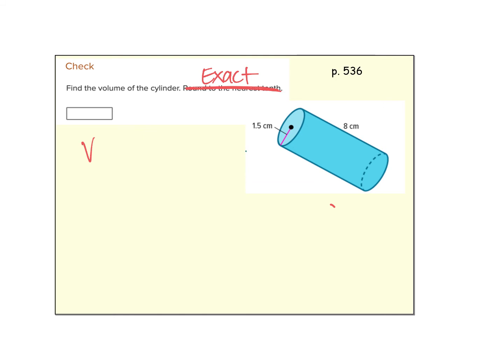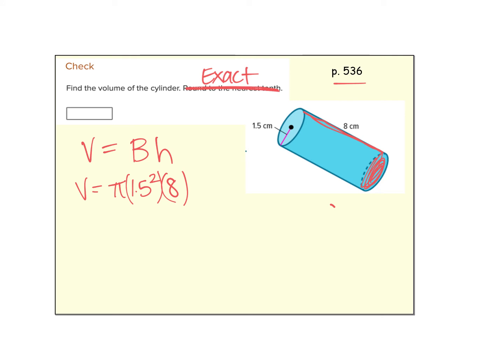All right, so my formula, this is on page 536, by the way, is the area of the base times the height. Well, I can see my height connects the two bases, so it's 8. I'm going to fill that in where the h is. The area of the base is pi times the radius squared, right, because the base is a circle. Well, it looks like my radius is 1.5, and I'll square that. Okay, now there's my volume.